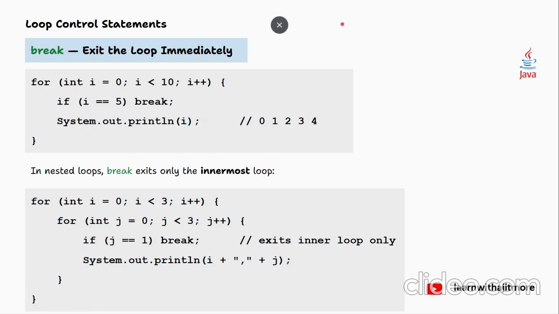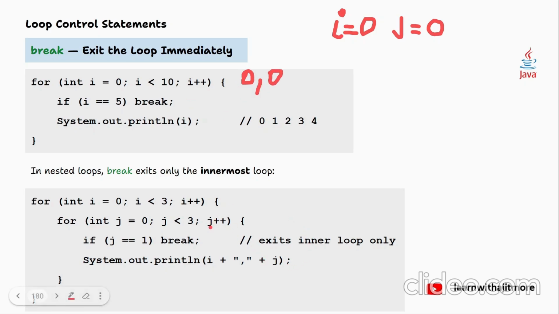First time, what is i? i is 0. Then is 0 less than 3? Yes, it will come inside. First this part, i equal to 0, then check is 0 less than 3. Yes, come inside. Now this for loop starts, j equal to 0. Is 0 less than 3? Yes, come inside. But is j 1? No. So it is going to print i and j. So it will print the 0, 0 combination.